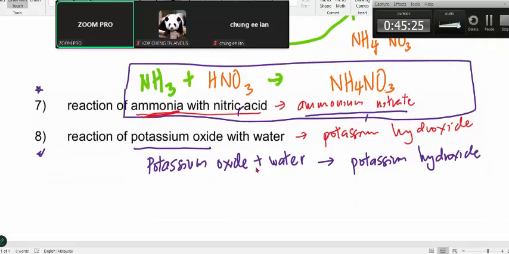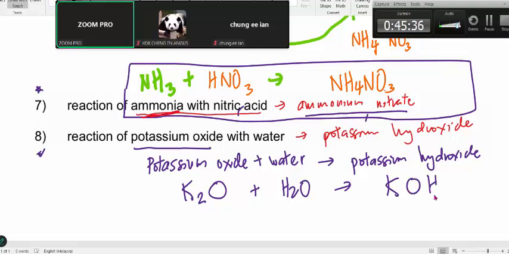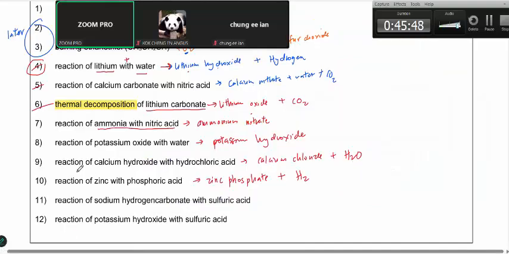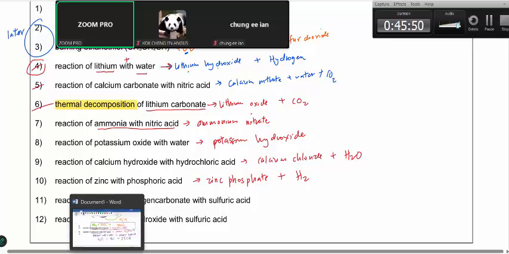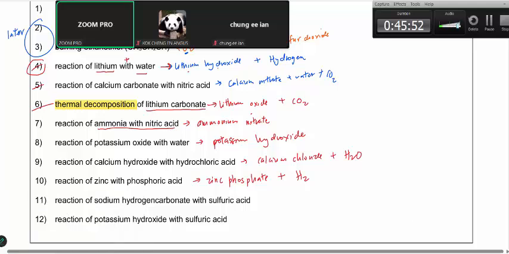Reaction of potassium oxide. Okay, Chen, you got this correct already. K2O plus water, 2 KOH. Did you get it correct, Katie? Okay. All right. Okay, good. Okay, we do two more, right?